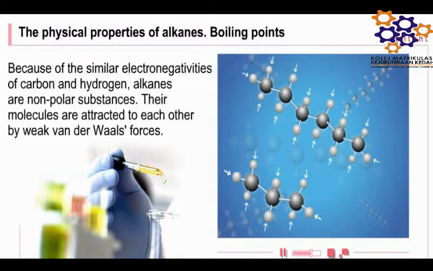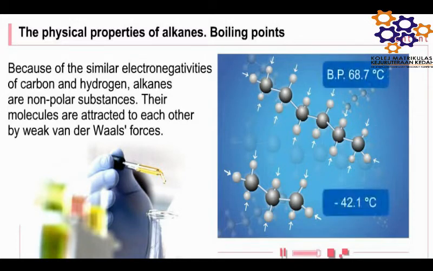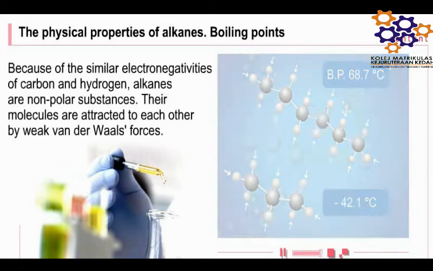Larger alkane molecules give rise to stronger London forces. As the alkane becomes larger, more energy is needed to separate neighboring molecules, and so the boiling points show a steady increase with molecular size.